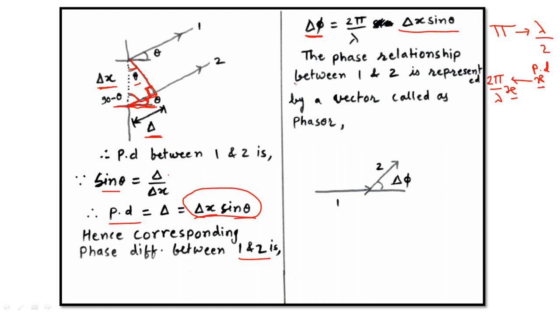Now the phase relationship between ray 1 and ray 2 is represented by a vector, and that vector is called a phasor. If this is the phasor for ray 1 and this is the phasor for ray 2, then the angle between these two phasors is represented as delta phi, where this delta phi is the phase difference between ray 1 and ray 2. This is the type of diagram which we can show as a phase relationship between ray 1 and ray 2 with the help of a vector called the phasor. So this diagram is called a phasor diagram.